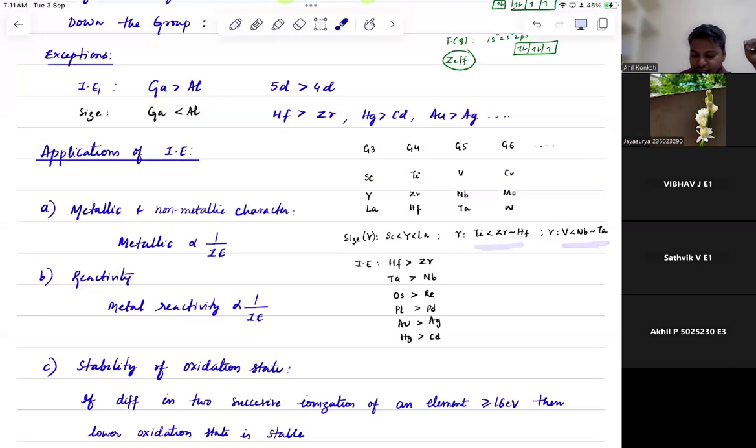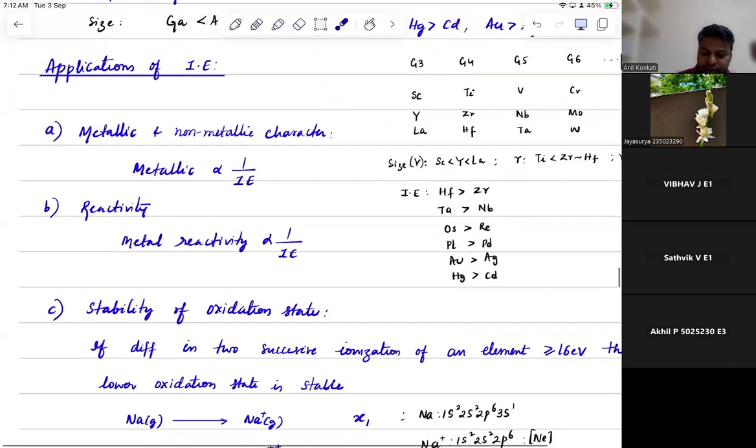We discussed this, and that's why ionization will vary this way: hafnium greater than zirconium, tantalum greater than niobium, osmium greater than rhenium, platinum more than palladium, gold more than silver, mercury more than cadmium.